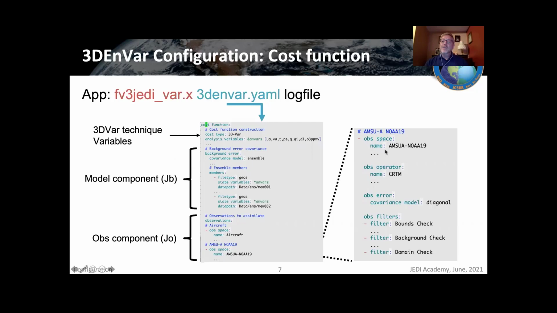And you name the OBS space. So this is AMSU-A NOAA-19 satellite. You're going to use the CRTM, the Community Radiative Transfer Model, to simulate the observations. You're going to use a diagonal covariance model to model the errors. And then you run these different filters like a bounds check, a background check, and a domain check to process the OBS data before you do or as you do the simulation.